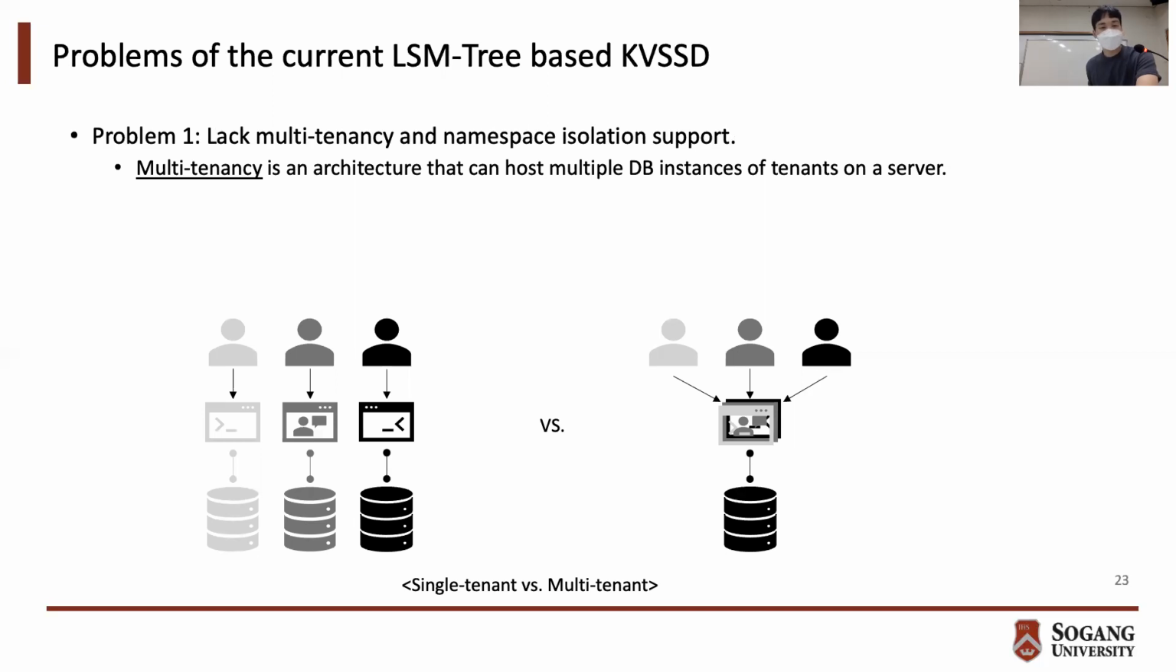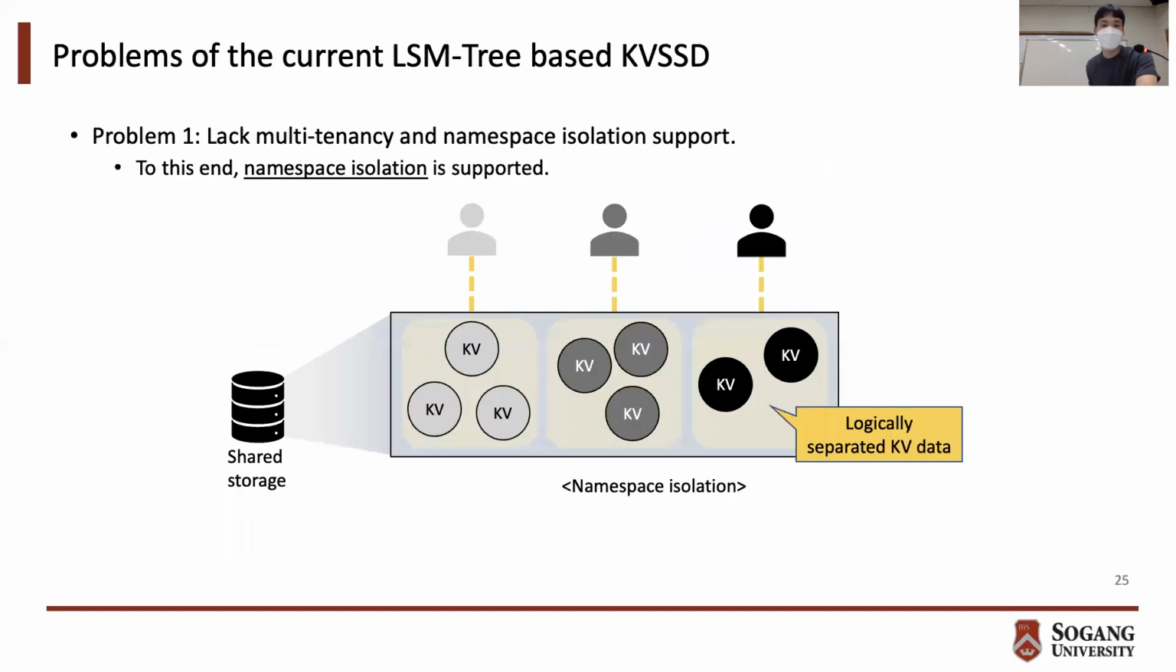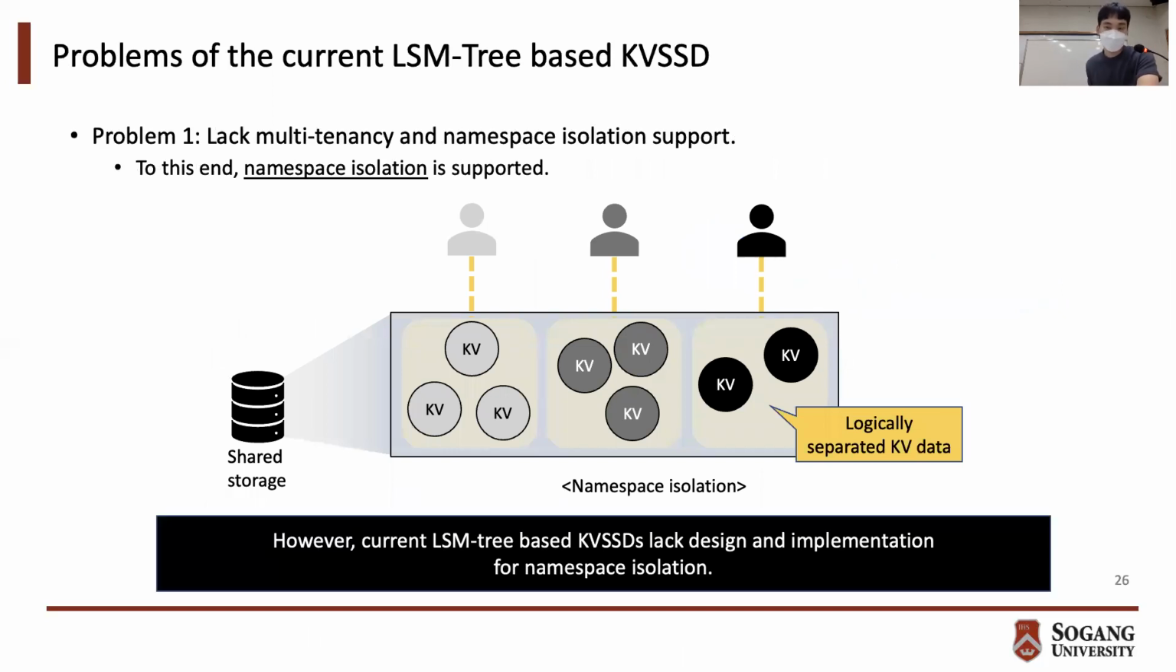But there are two problems in the current LSM tree-based key value SSD. First, current key value SSDs lack multi-tenancy and namespace isolation support. Unlike a single-tenant environment, concurrent users are provided with their own dedicated server in a multi-tenant environment. Providing an independent server to each user requires isolation in terms of security, privacy, and performance. These requirements can be met based on namespace isolation. Namespace isolation is to separate key value data of tenants into logical groups. However, current LSM tree-based key value SSDs do not support namespace isolation.